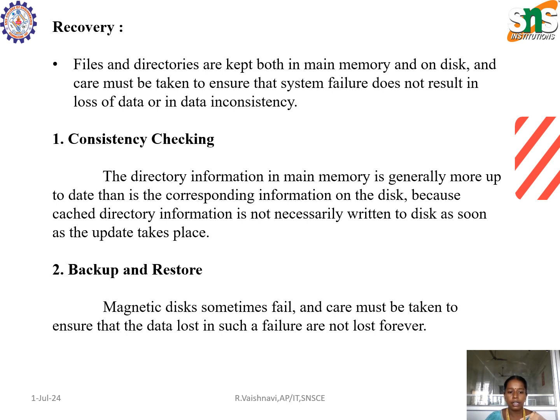Consistency checking. The directory information in main memory is generally more up to date than the corresponding information on the disk, because cached directory information is not necessarily written to disk as soon as the update takes place. Second one, backup and restore. Magnetic disks sometimes fail, and care must be taken to ensure that the data lost in such a failure are not lost forever.